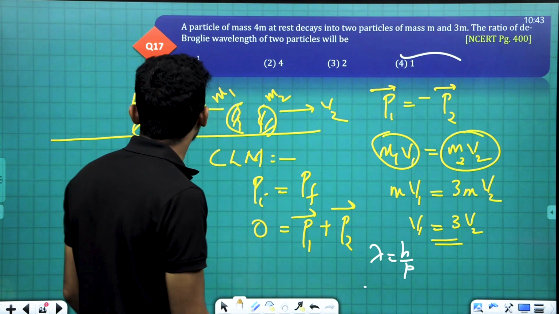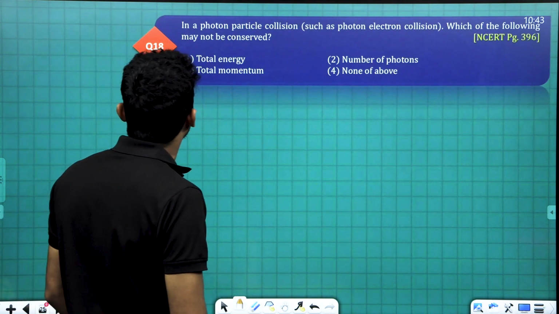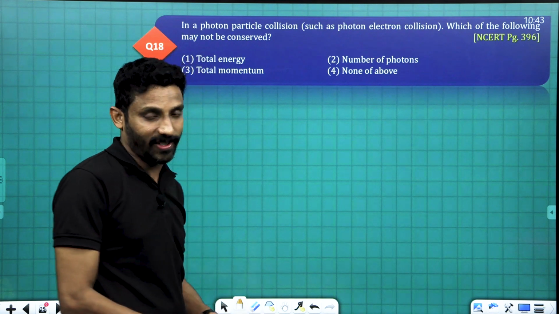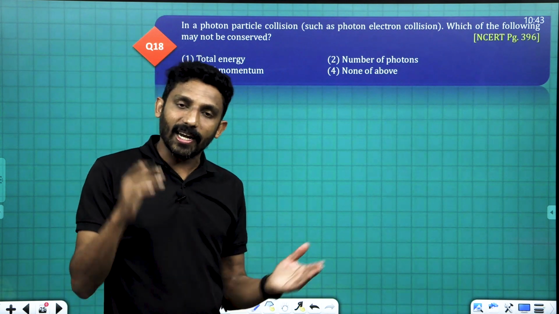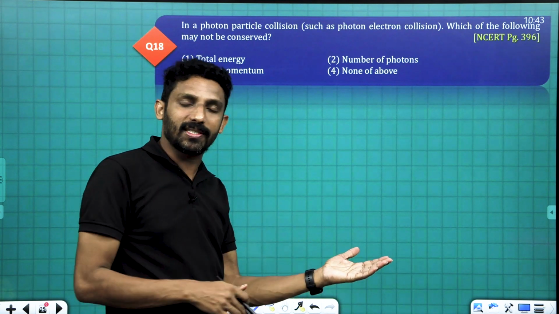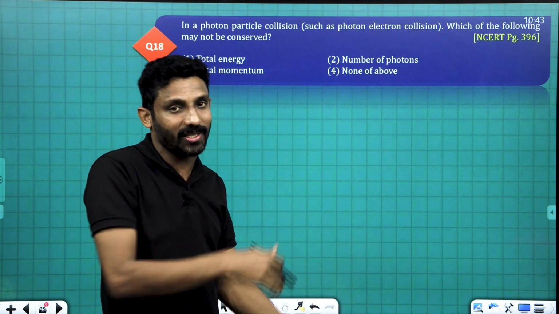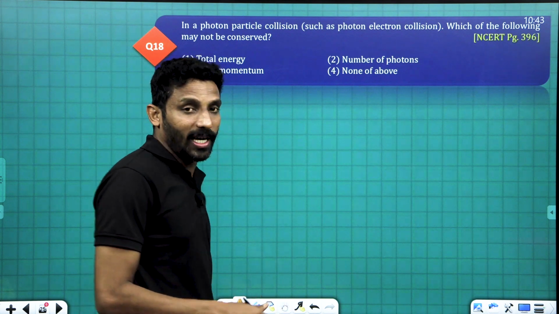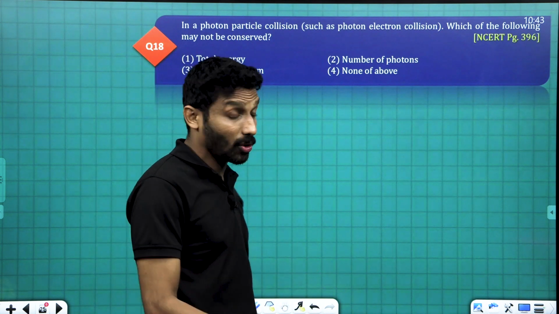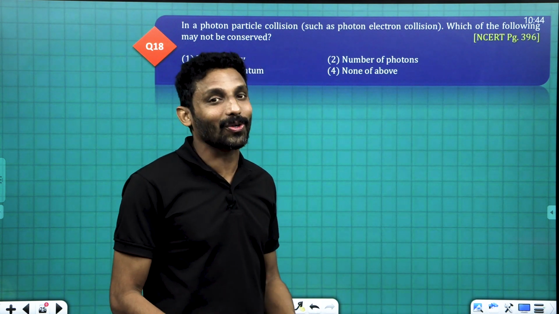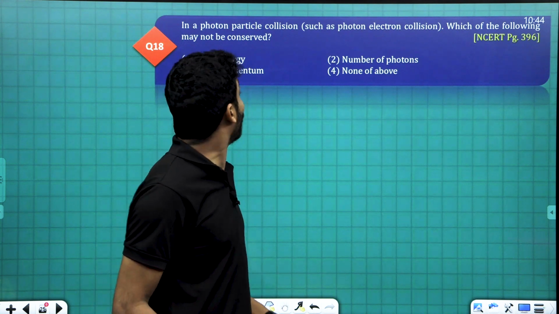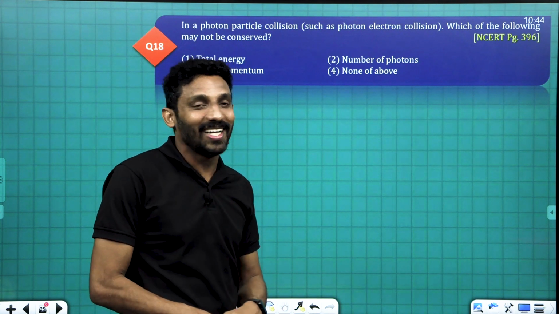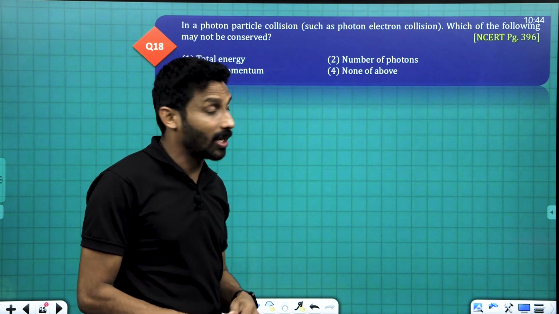Then moving to the next one, the 18th one. In a photon particle collision, a radiation hitting on a metallic surface is an example, such as photoelectron emission, that is the photoelectric effect. Which of the following may not be conserved?